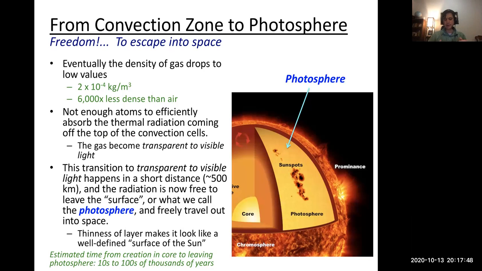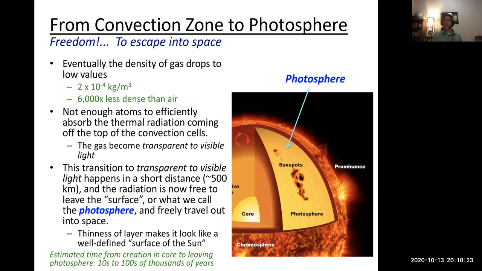And remember that as we move away from the core, the densities are getting lower and lower and lower. Eventually, when it reaches the top of the convective zone, the densities are extremely low, about 2 times 10 to the minus 4 kilograms per cubic meter. So if I had a box that's a meter by a meter by a meter, a cubic meter, all the solar material in that box at the surface of the sun would only be 2 times 10 to the negative 4th kilograms worth of material. That's 6,000 times less dense than air.